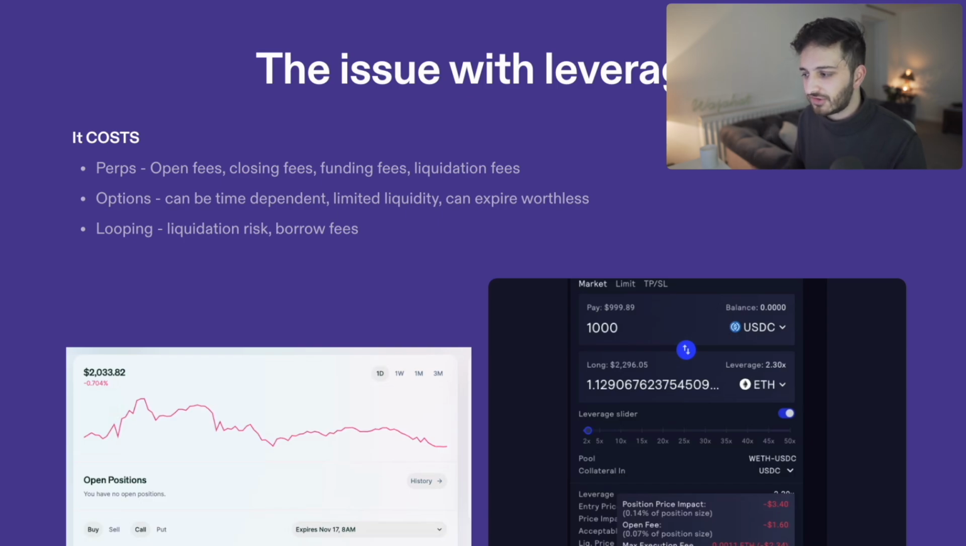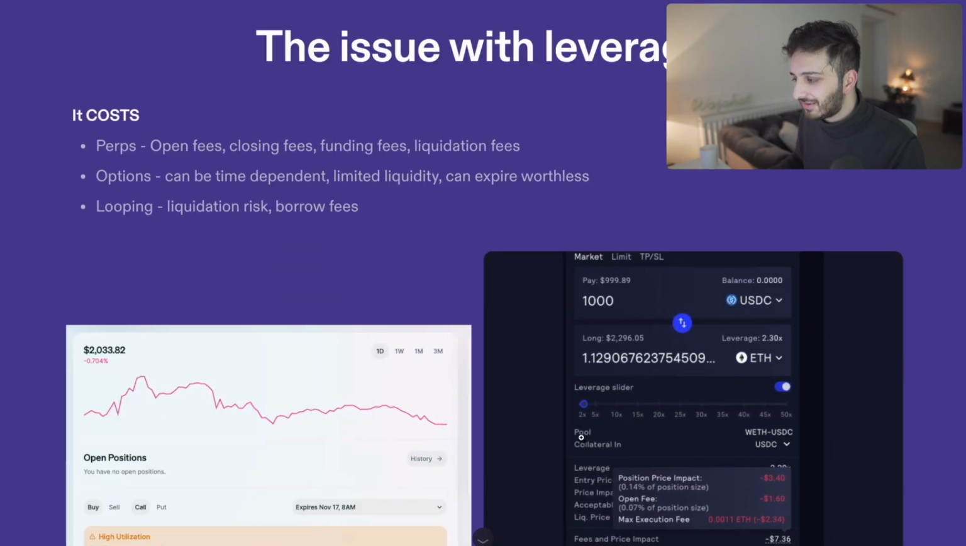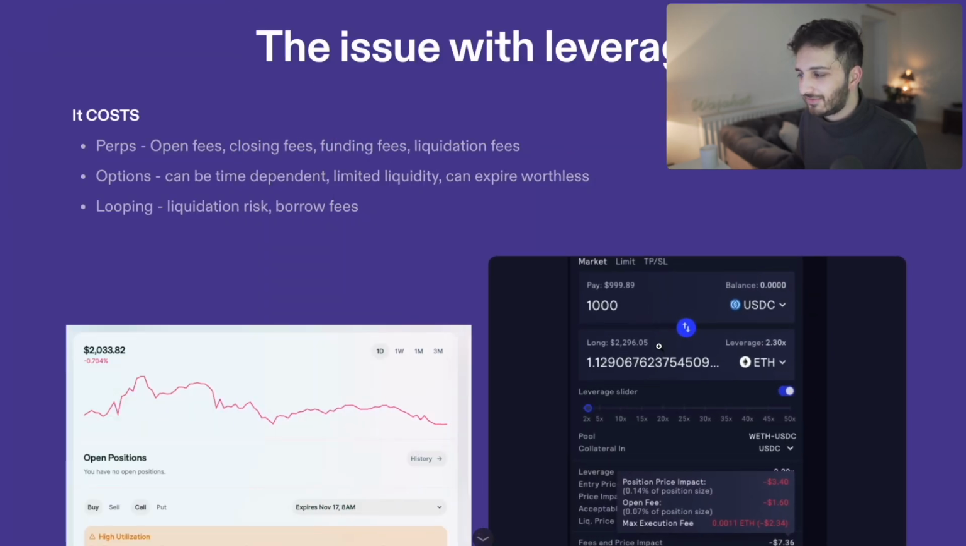So perpetual exchanges, you can see from this image over here, I've taken this from GMX a while ago, and you can see that, for example, if you wanted to get a leverage long position on ETH, there is an open fee, there's a position price impact, there's an execution fee, there is an entry and exit fee, there is a borrow fee or funding rate as well. And there is a certain amount of liquidity there as well that you have to obviously pay attention to. All these fees add up a lot.